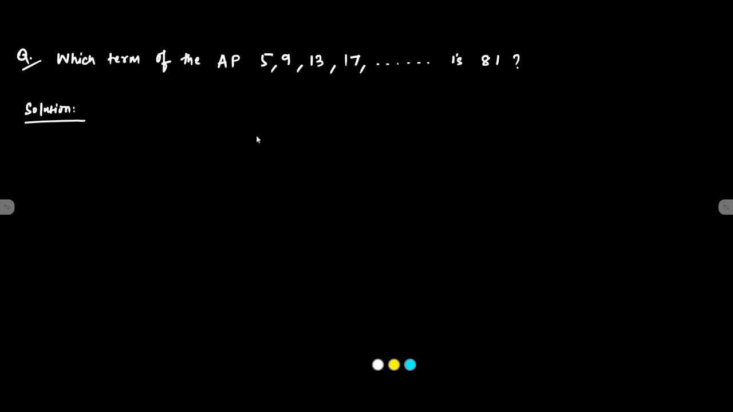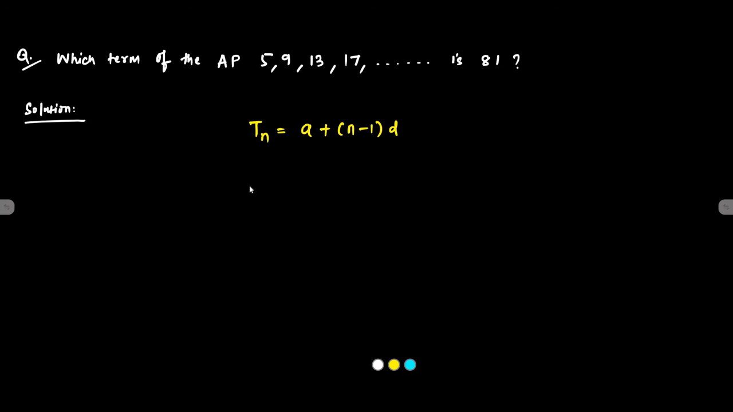The nth term for an AP is given by A plus n minus 1 into D. A is the first term, D is the common difference, n is the particular position in the AP sequence. Here it is given that 81 is already present in the arithmetic progression. We have to find its exact position. So we will put 81 in place of Tn.